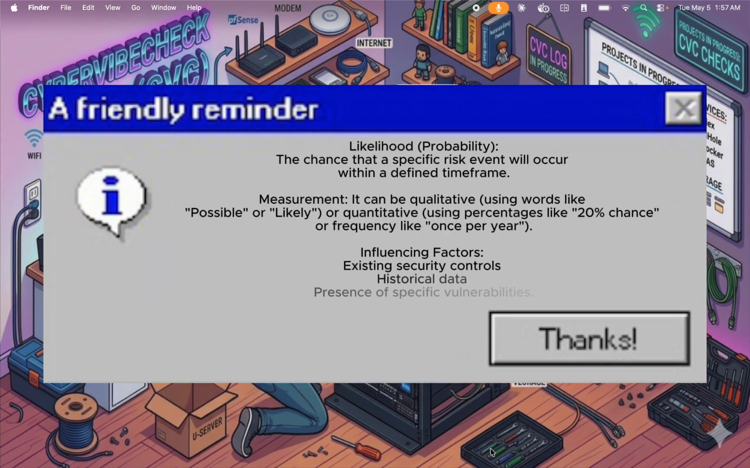Within that umbrella, you're going to have two things that we are going to use as a multiplicity. So you have likelihood, which is the probability of an event occurring, versus impact, which is what will happen or what are the effects if this event were to occur. And within that, you're going to multiply them.